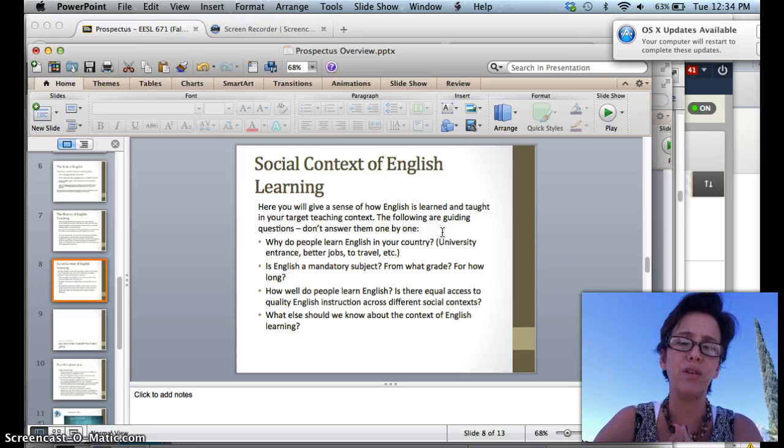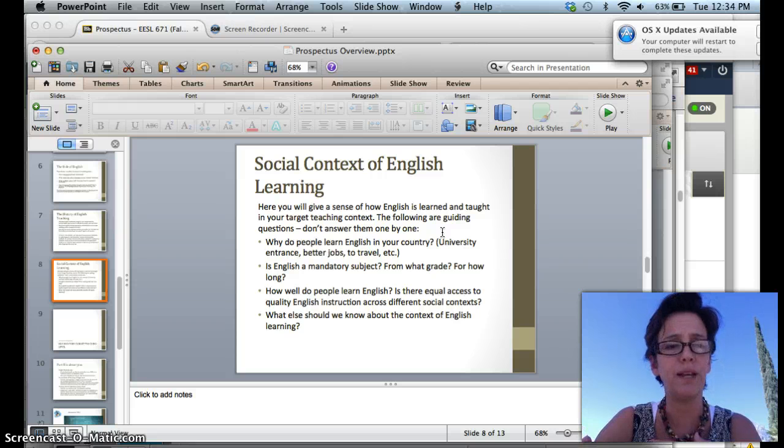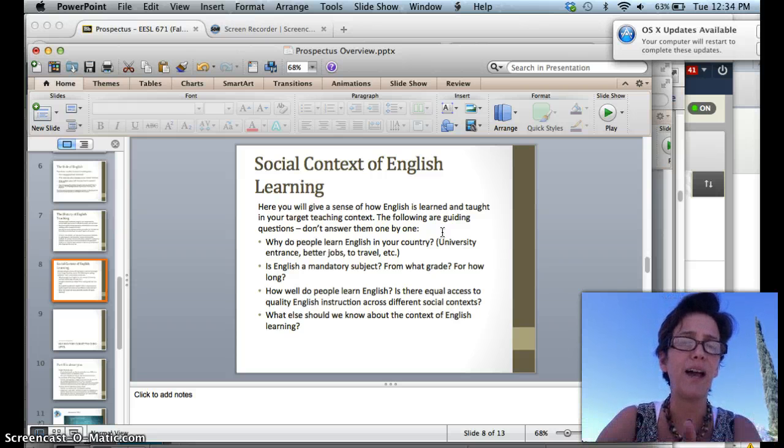Is English mandatory? From what grade? How well do people learn English? Is there equal access across social contexts? Do they have more access to English in the cities than they do out in the countryside? And various things like that. So again, look at the sample to see how that student dealt with that section.